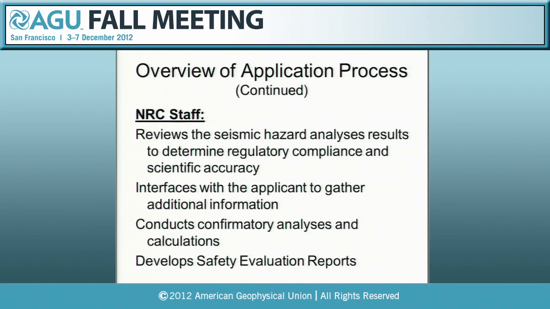The NRC extensively reviews the seismic hazard analysis results contained in the applicant's final safety analysis report to make sure that it meets all of the regulatory requirements and scientific accuracy. As part of the review process, the NRC interfaces with the applicants to gather additional information. The NRC also conducts confirmatory analysis and calculations. The results of the NRC review are documented in a safety evaluation report.